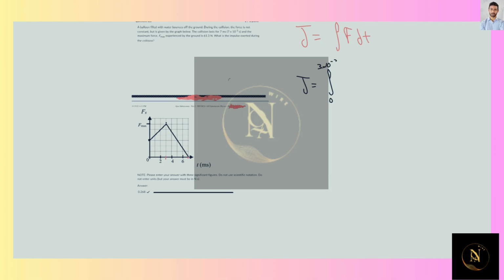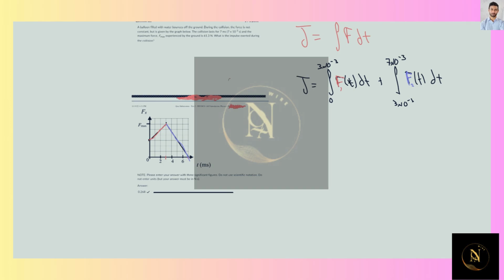So, in this case, the impulse would be equal to the integral from 0 to 3 times 10 to the minus 3, which is 3 milliseconds, of the force as a function of time, differential of time, plus the integration from 3 times 10 to the minus 3 to 7 times 10 to the minus 3 of the second function of the force as a function of time, differential of time. The first part corresponds to the straight line over here, and the second part corresponds to this second line. Let me label these force 1 and force 2, respectively.